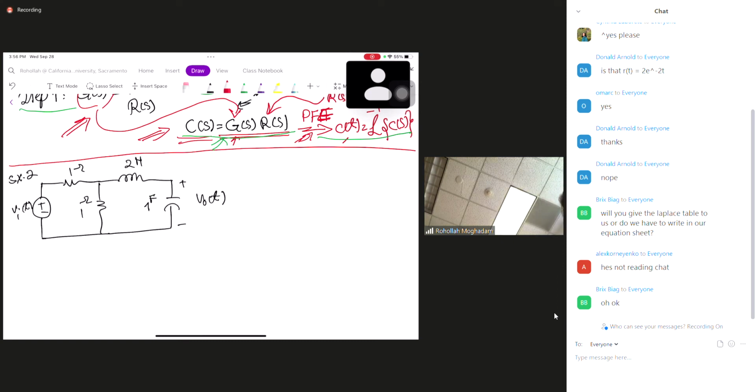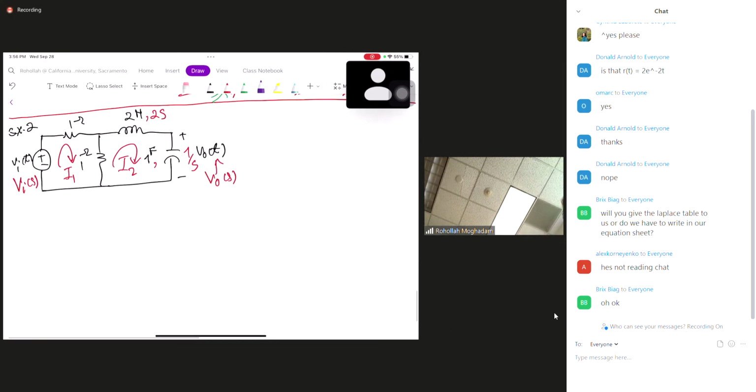Okay, I'm going to take everything to the frequency domain, but I don't want to redraw the circuit. This is going to be VI of s. This will be 2s. This will be 1 over s, and here we'll have VO of s. Then I'm going to define two currents, I1 and I2. All right, let me know what the set of mesh equations is.